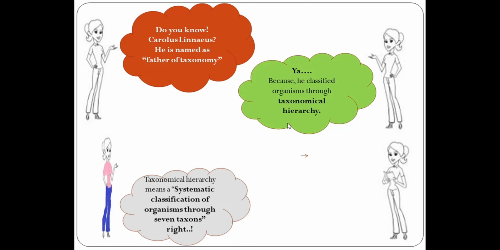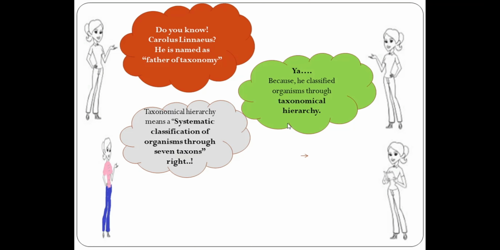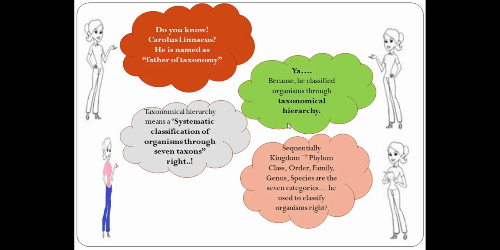It is the systematic classification of organisms through 7 taxons, given by Carolus Linnaeus. Carolus Linnaeus used especially these 7 taxons to classify living organisms. It starts sequentially, either in a decreasing or increasing manner. From kingdom, it goes to phylum, then class, order, family, genus, species. These are the 7 categories.